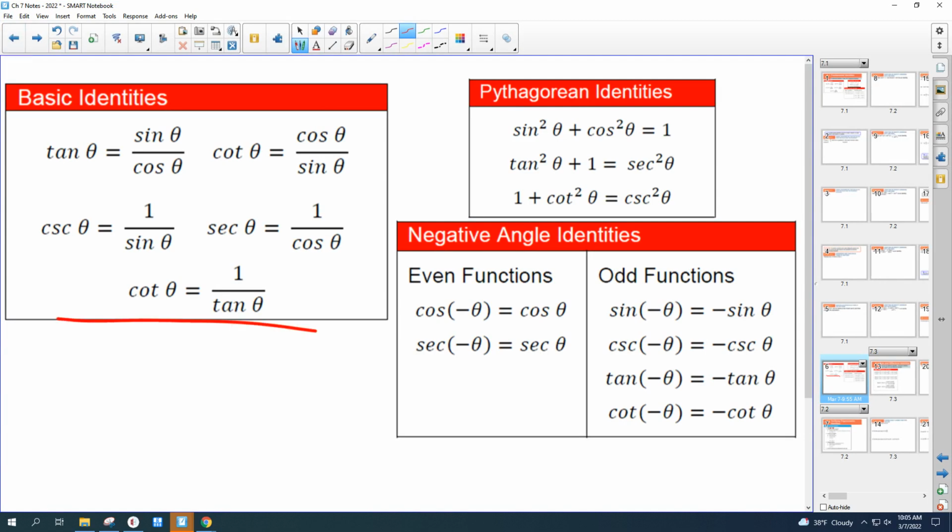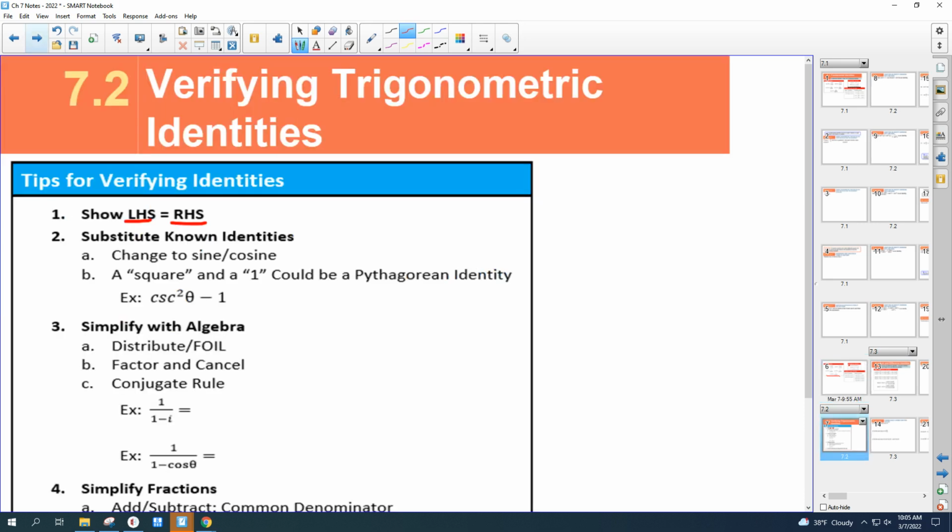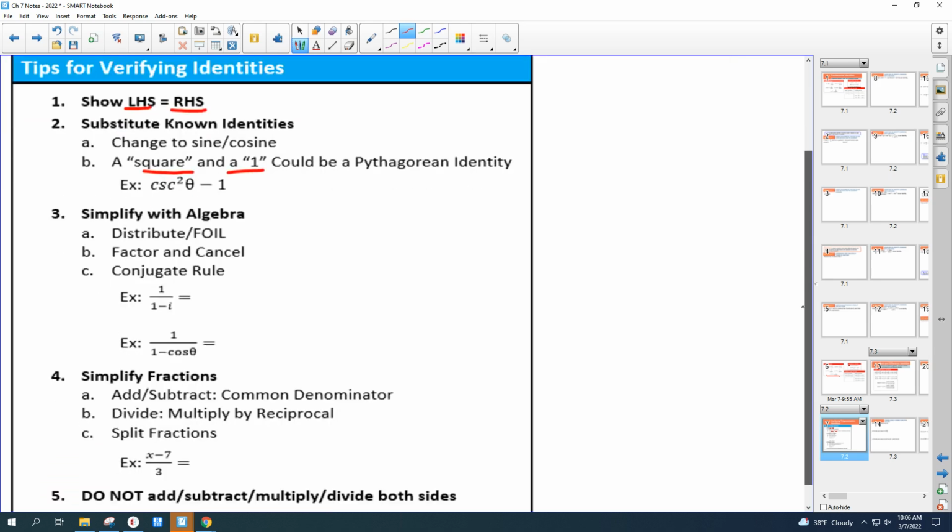I don't know that you'd have all of the others memorized. Maybe you've got this one memorized. The other ones you just need to kind of know that you're looking for them. But these are your puzzle pieces, and you're trying to fit those puzzle pieces into your puzzle. So we're looking to change stuff to sine and cosine, and we look for a square and a 1. A lot of the times when we've got a square and a 1, it'll be a Pythagorean identity. We use that, we substitute. Other than those two things, it's pretty much all algebra.